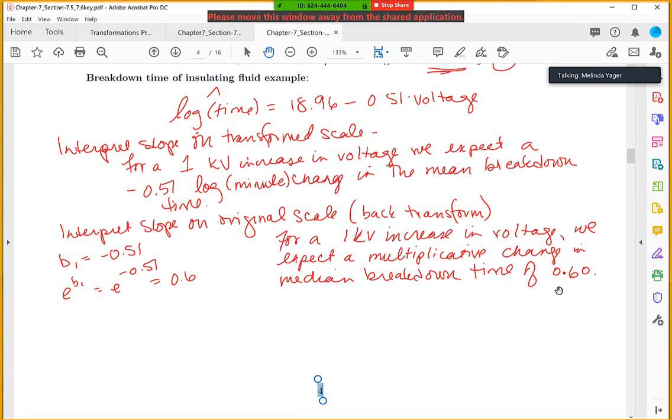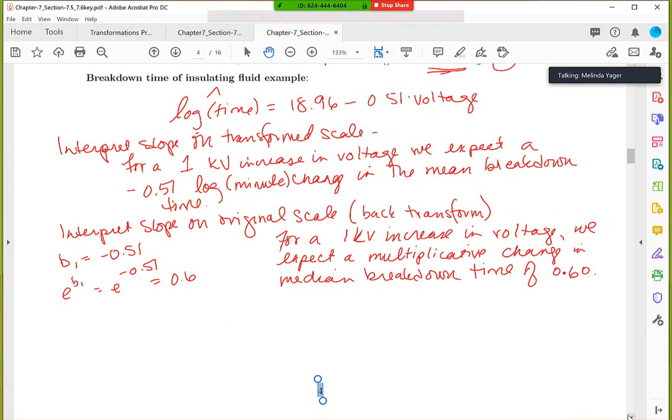When we're asking for interpretations, we might ask you to interpret slope on the transform scale or the log scale, and that would be this right here. This is just the normal way we would think about interpreting slope. If we ask you to interpret on the original scale, you have to do that process of back transformation. Any questions?